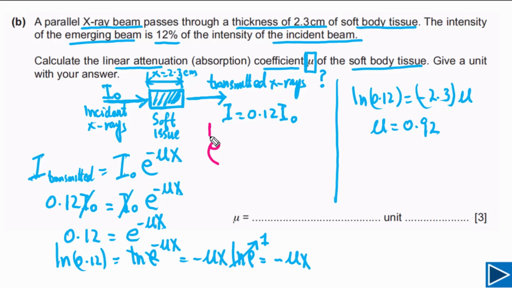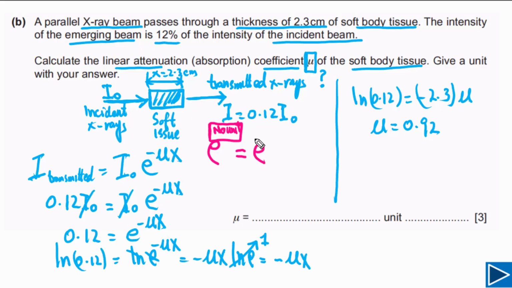Now let's try to understand how we can determine the unit of mu. For that purpose, we will look at the unit of power of E. Power of E has no unit. It doesn't make sense that the power of E has some unit. So the power of E has no unit.